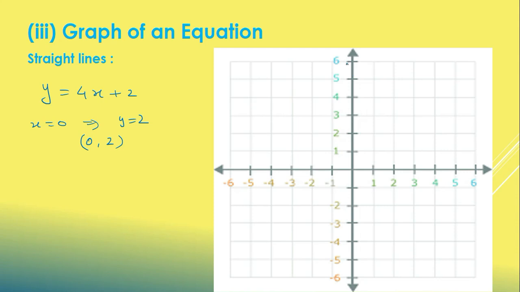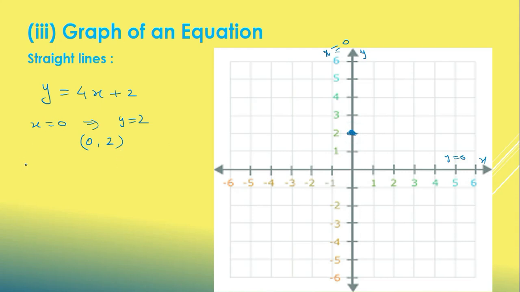And remember, the equation of y-axis is x is 0. The equation of x-axis is y is 0. Okay, you should remember this one. And x is 0 means you are on y-axis. This is on y-axis and 2 units. This is the point, first point.